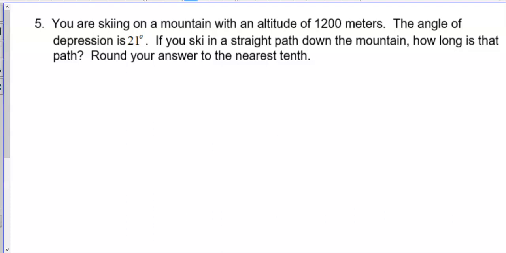And then number 5, you're skiing on a mountain with an altitude of 1,200 meters. Okay, I see the word altitude. To me, that means up and down. So I'll fill that in right away. The angle of depression is 21 degrees. Okay, this is where things get a little bit tricky. Angle of depression, remember, is from horizontal downward. So it's this angle here that is 21 degrees.